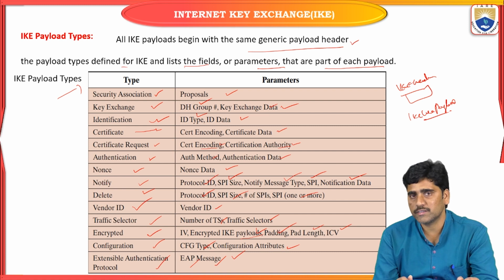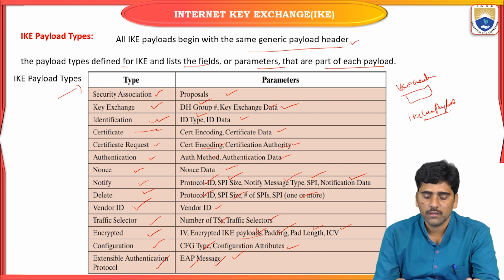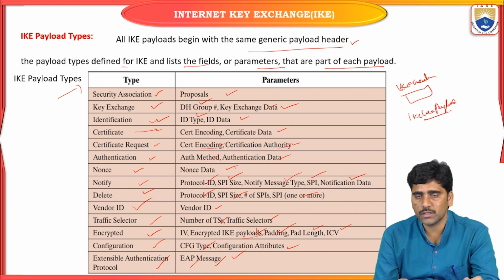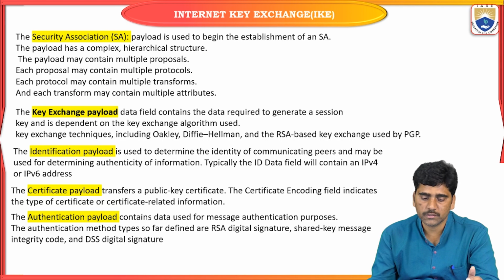And certificate request from a digital signature. And authentication: whether the sender and receiver are authenticated or not. And nonce data: whether the data is authenticated or not. And notify: the alert protocol or handshake protocol is identified. And delete deletes the data. So this is the way we have all the different types of payloads in the IKE service.